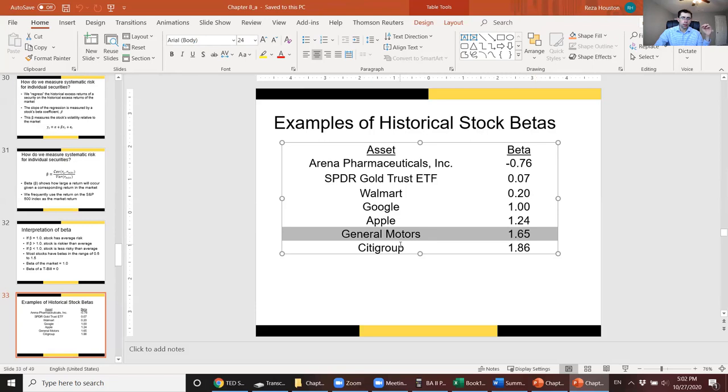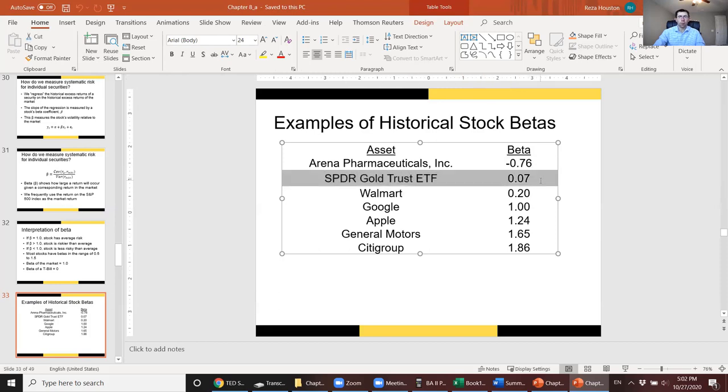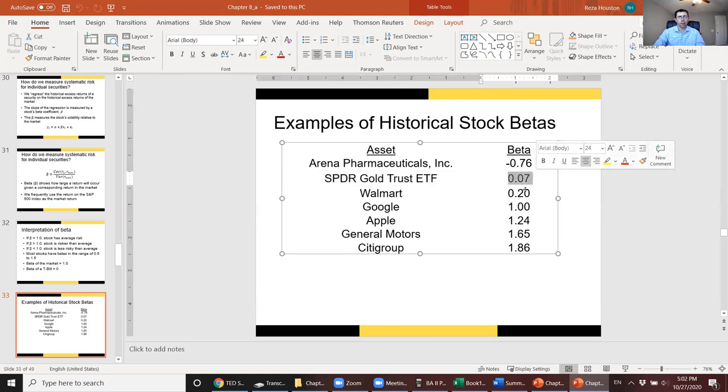GM is risky as an auto producer. Walmart is not risky at all because it produces goods that everyone needs regardless of time period. Companies that, let's say, produce or develop goods that are very beneficial during down periods of the economy or bear markets will typically have very low betas or even negative betas. Historically, gold has had a negative beta, although at the time that I pulled this data, it actually had a slightly positive beta.